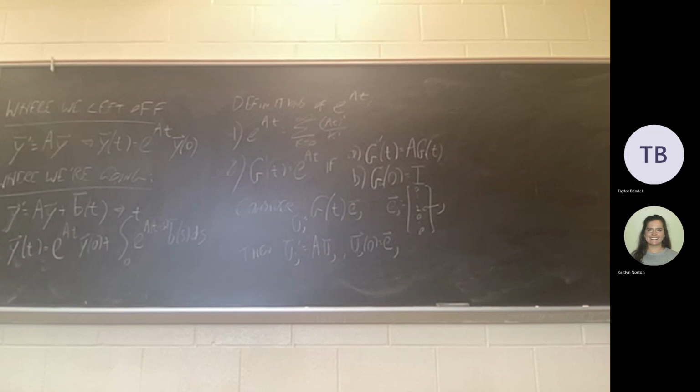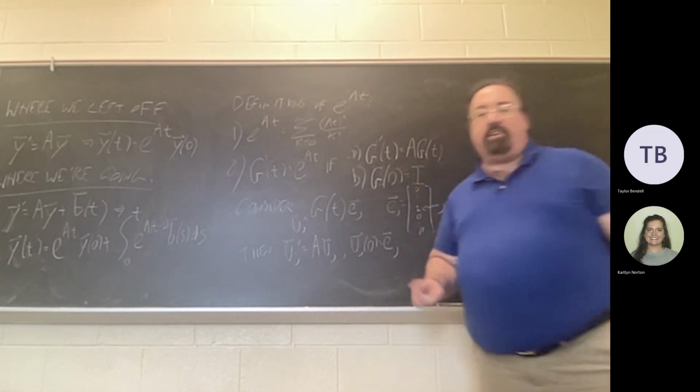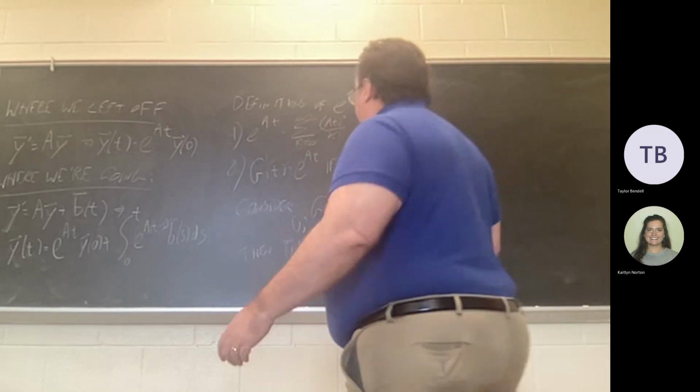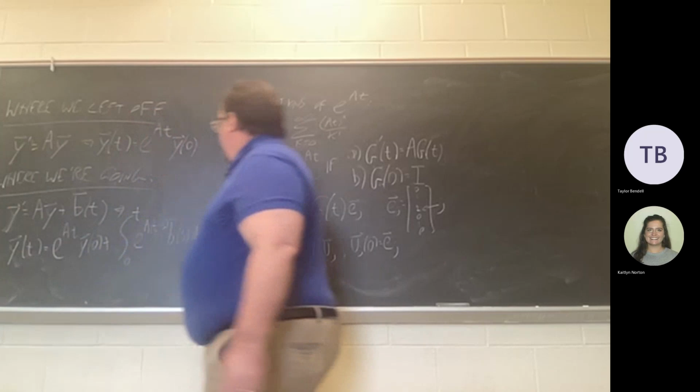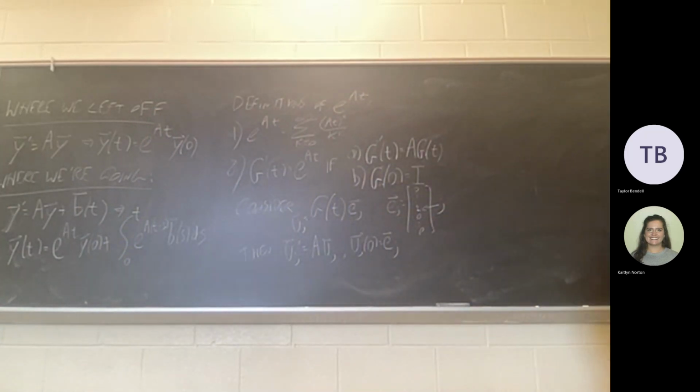So what this means is each column of a matrix exponential is a solution of this system of ODEs satisfying certain specialized initial conditions, where all the initial values are 0 except one of them is 1.